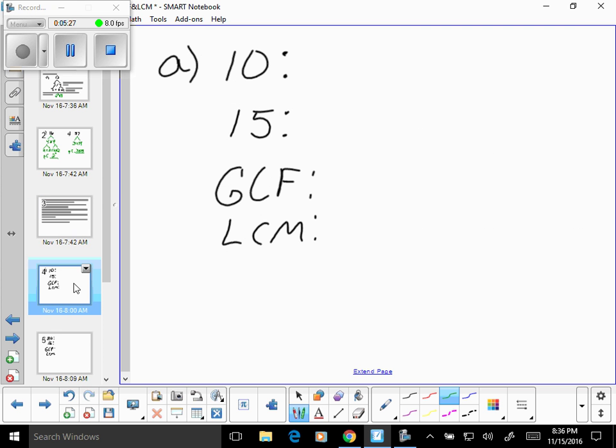So let's look at example A. The bottom line of the factor tree for 10 is going to be 2 times 5. The bottom line of the factor tree for 15 is going to be 3 times 5. I look for a common factor. Right here, the 5 is used in each number. That means it is 1 common factor, and it's the only one. So my GCF is going to be 5.